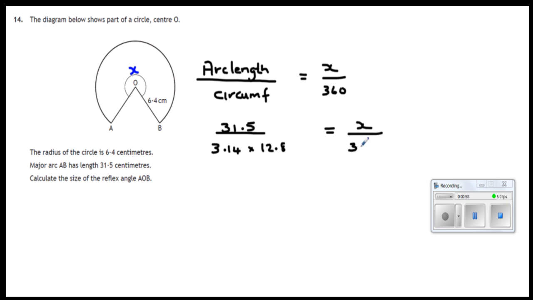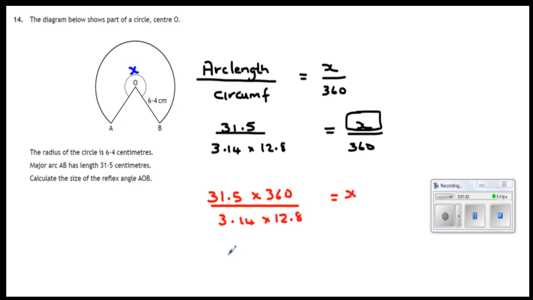Now if I want to find this angle x, then the thing that I want to get rid of is this divide by 360. So if I multiply both sides by 360, I get 31.5 multiplied by 360. The bit at the bottom stayed the same, 3.14 multiplied by 12.8, and that would give me the value for x. When you put all of that into your calculator, you get x is equal to 282 degrees. So that's another way of doing that question, so you do which way suits you best.